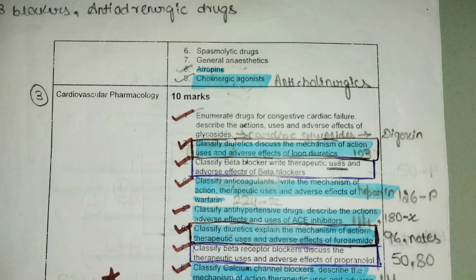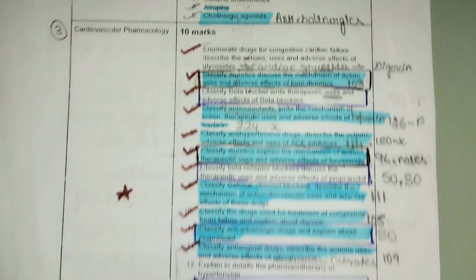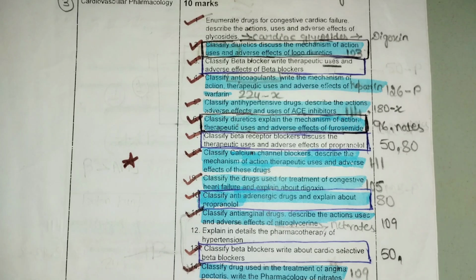Eighth one, classify calcium channel blockers, describe the mechanism of action, therapeutic uses and adverse effects of these drugs. Ninth one, classify the drugs used for the treatment of congestive heart failure and explain about digoxin.